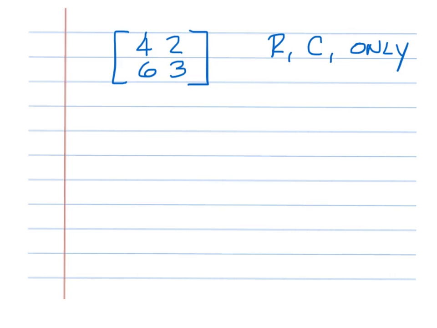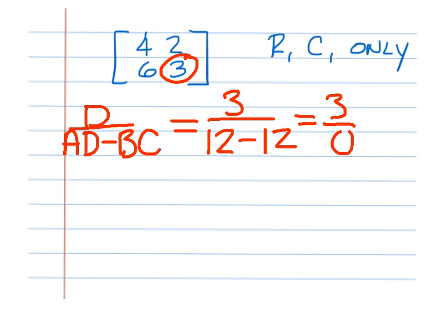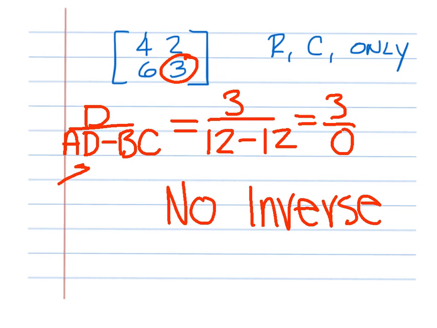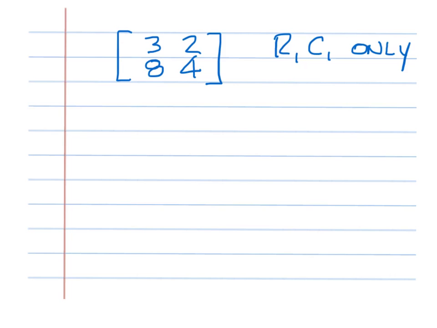Example number 2. We want row 1, column 1 only. The formula for row 1, column 1 is D over AD minus BC. So our D is 3. We're going to have 3 over 4 times 3 gives us 12, minus B times C gives us 12. That's going to be 3 over 12 minus 12, or 3 over 0. You can't do that, so this matrix has no inverse. If your determinant, if your AD minus your BC is ever 0, you're not going to be able to find the inverse of that matrix. There is no inverse for it. So for the practice problems, if that comes up, just write no inverse.